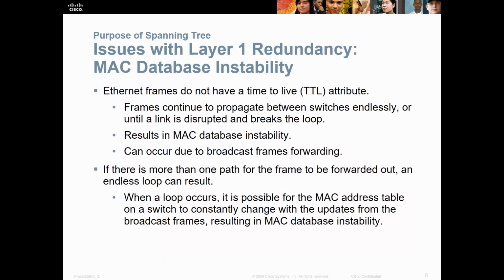So let's look at some issues with layer 1 redundancy. One of the problems is you might have MAC database instability because Ethernet frames do not have a TTL, so frames continue to propagate between switches endlessly. You may have multiple paths to a single MAC address, so that creates some instability. Errors can also occur due to broadcast frames being forwarded. That's a big one.